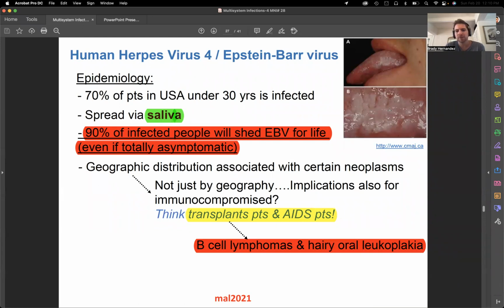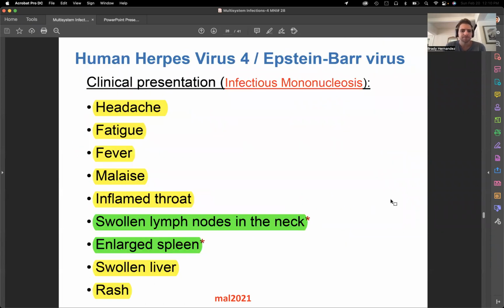Watch out for people with transplants, AIDS patients, right? This oral leukoplakia as well. You can see here, swollen lymph nodes and large spleen. That's the big one. It takes a couple weeks, couple months even. And so you're worried about that. And of course, it can lead to some sort of Burkitt's lymphoma and stuff as well, this latent virus. So be careful with that.